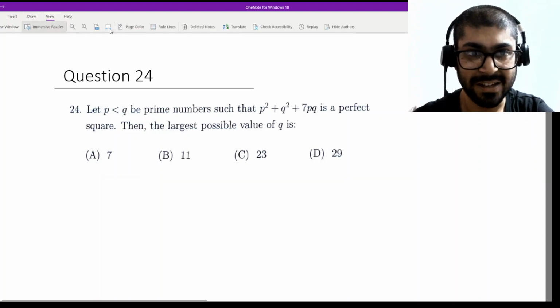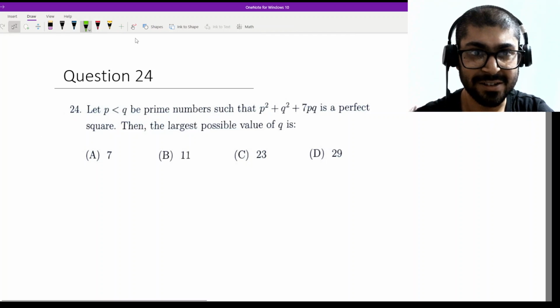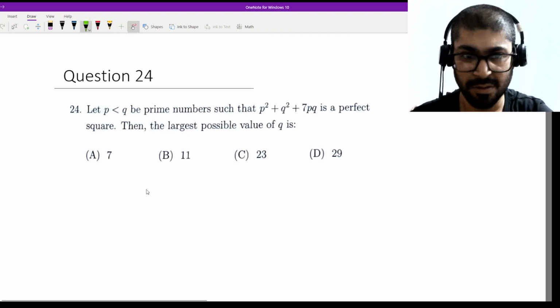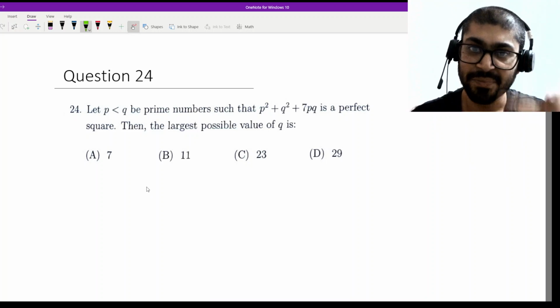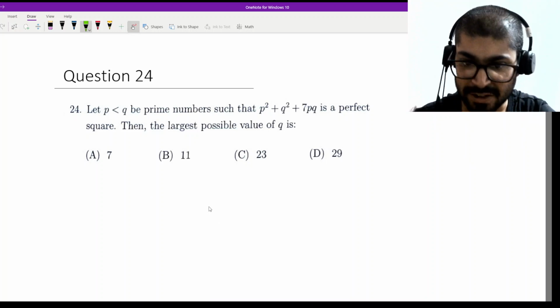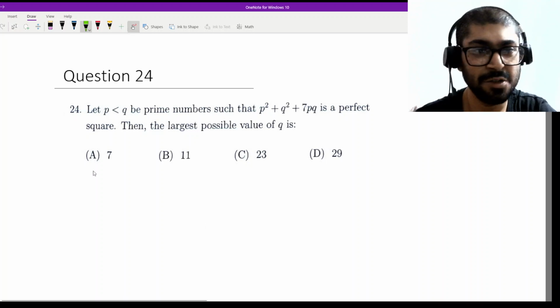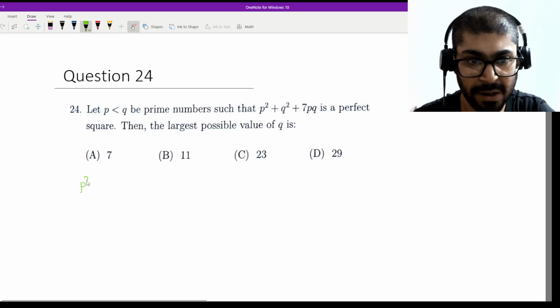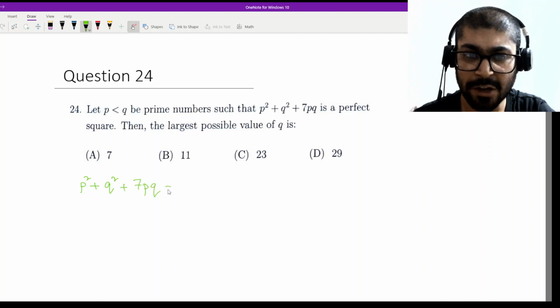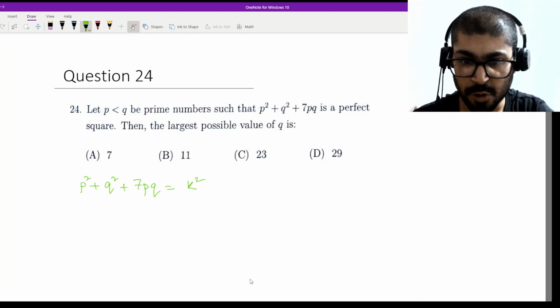Now what is said here? We are told that p is less than q, both of them are prime, and p square plus q square plus 7pq is a perfect square. So once we have that information, we can assume that p square plus q square plus 7pq would be equal to a certain k square, because if this is a perfect square, this is bound to happen.